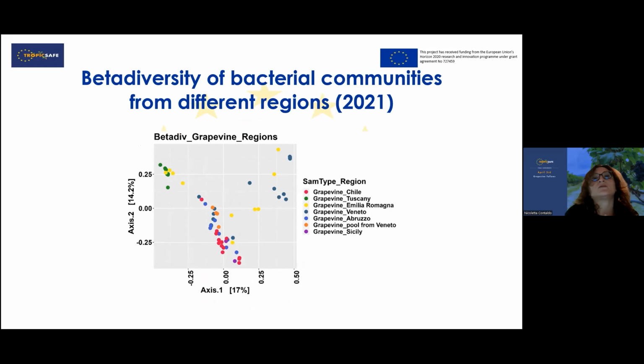And looking at the general beta diversity of the bacterial communities detected in the grapevine from the different regions, here you can see the bacteria are forming clusters related to both the geographic origins and the grapevine varieties. So the composition of the bacterial communities is not the same according to these two variables.